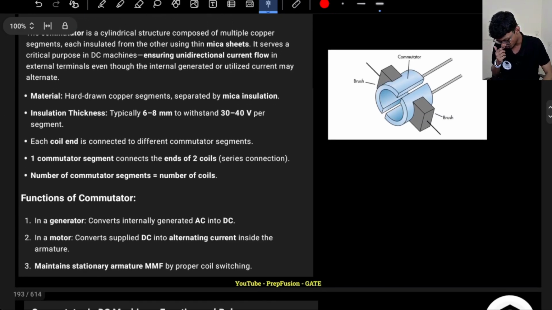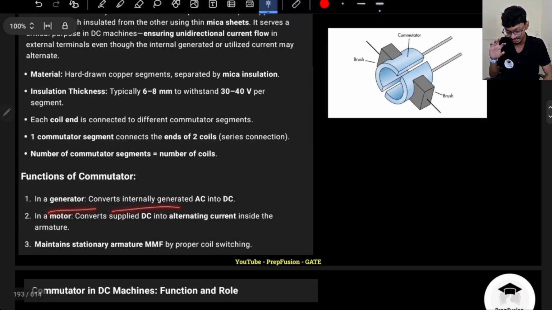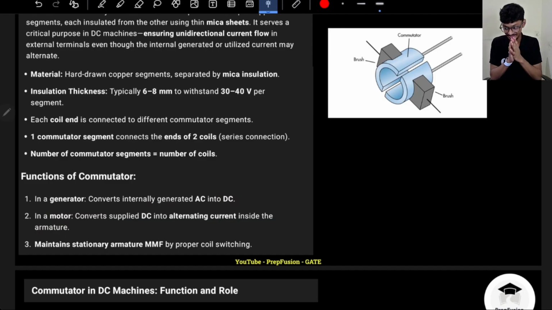So what is the function of the commutator? In a generator, it converts the internally generated AC voltage to DC. In a motor, it converts the supplied DC to alternating current inside the armature. Because the DC motor will not work if it does not have alternating induced voltage. That is the beauty, right? It is a DC machine, but it will not work as a motor unless alternating voltage is induced in the coils, right? Because there will be no flux change, right? To generate the alternating voltage in the coils, the commutator does it.